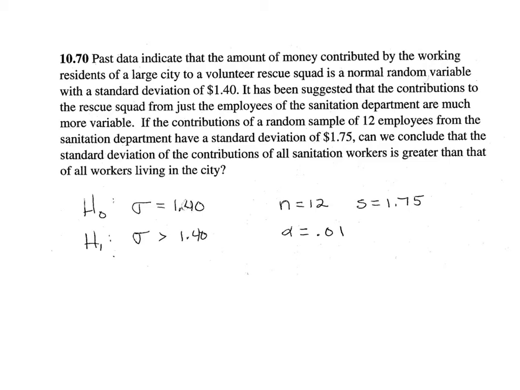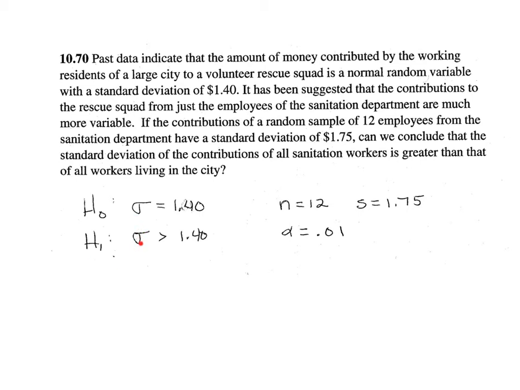All right, so we need to first come up with our hypotheses. You can see from the information given that we're talking about standard deviations: standard deviation of $1.40, standard deviation of $1.75. The question at hand is whether the standard deviation is greater than that of all the workers living in the city. So we're not talking about mu anymore. We're talking about one of the other parameters, sigma. So when we're creating our hypotheses, they need to be based on sigma.